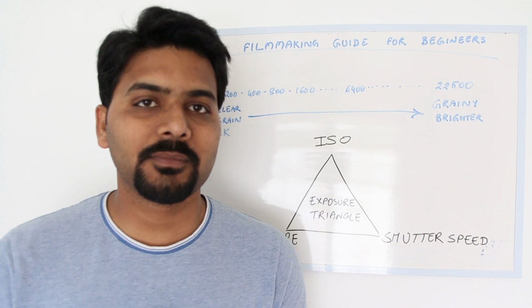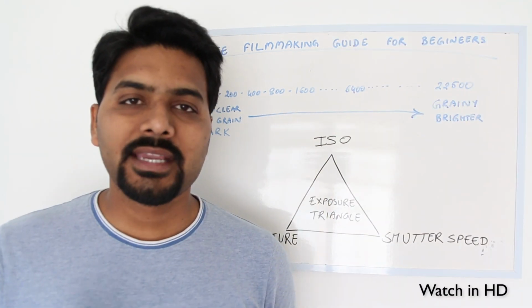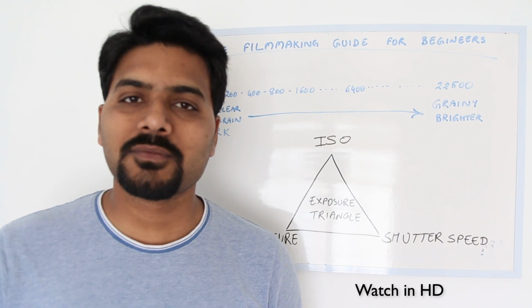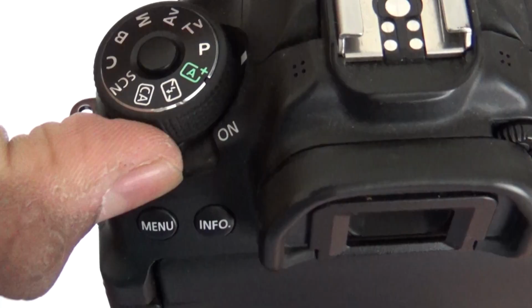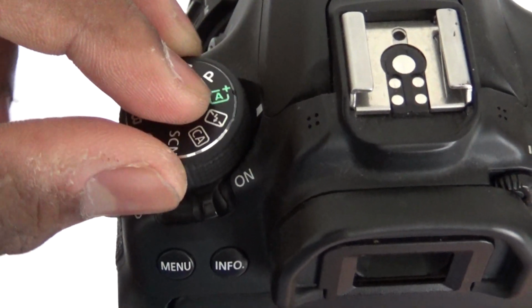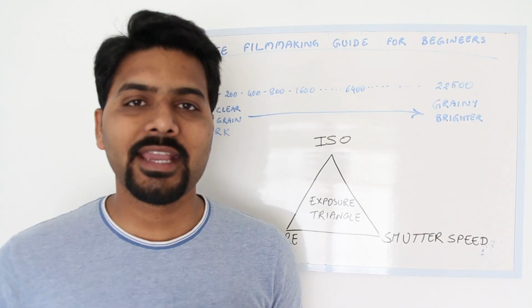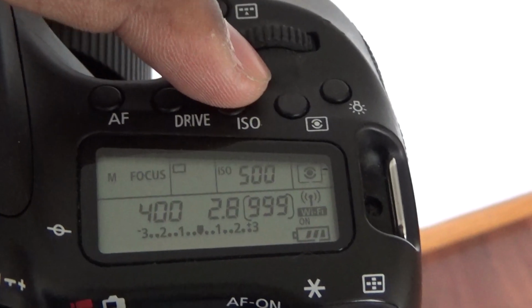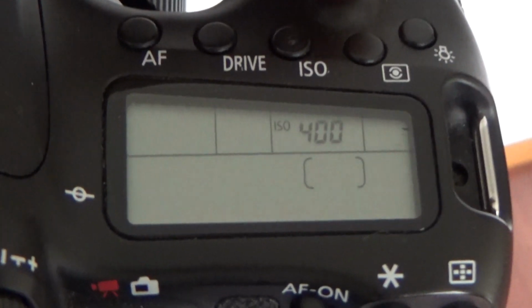In this video we're going to talk about ISO. So what is ISO? ISO is a measuring unit of sensitivity of the image sensor of any digital camera. So if you turn on your camera and go to manual mode, you can easily manipulate the ISO, aperture and shutter speed.